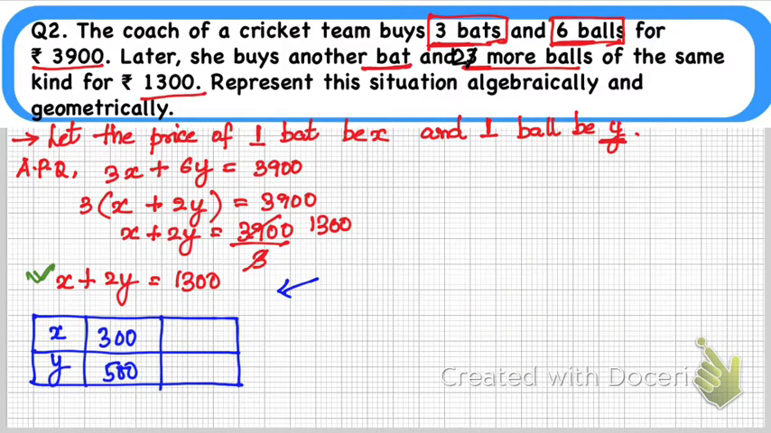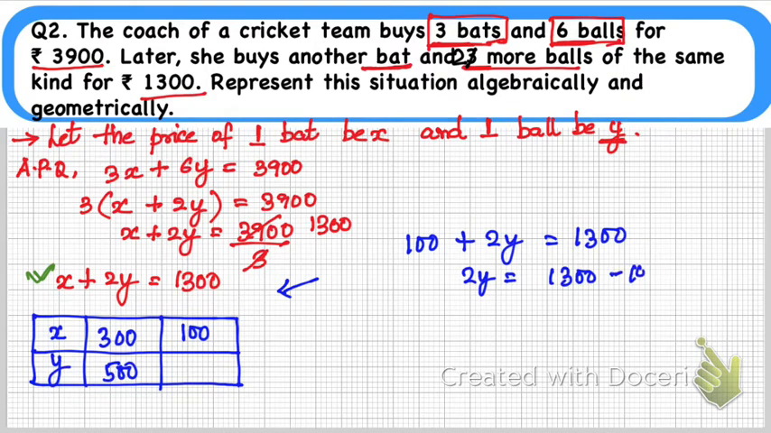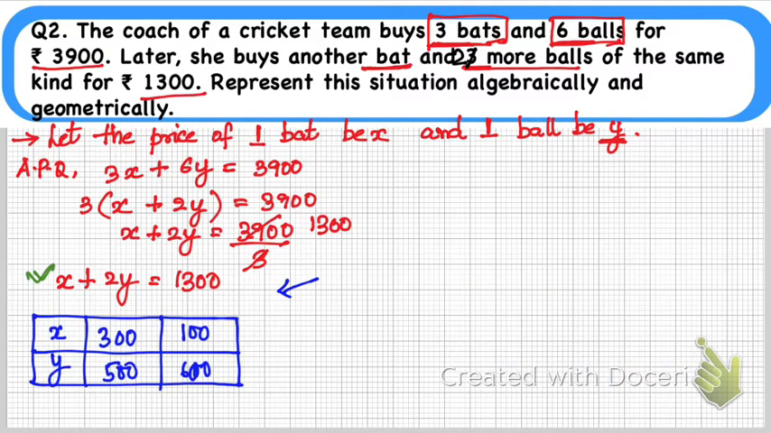Now considering x is equal to 100, we get 100 plus 2y is equal to 1300. So 2y will be equal to 1300 minus 100, that will give us 1200. So y will be equal to 1200 by 2, that will give us 600. So y is equal to 600 that we have got, right? I'm again erasing this rough work.